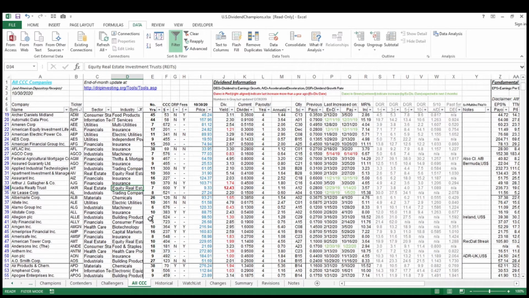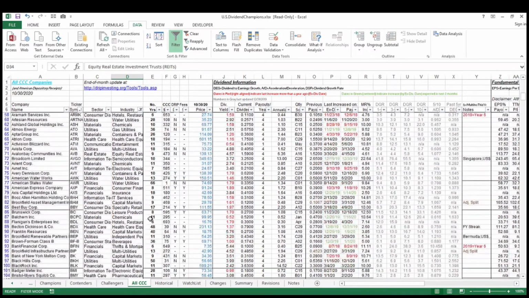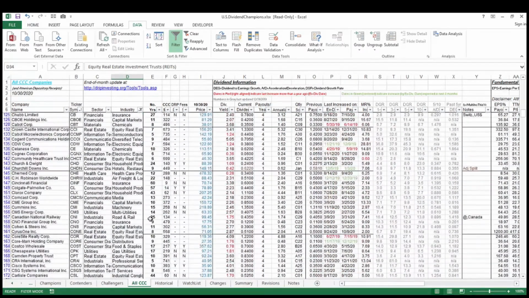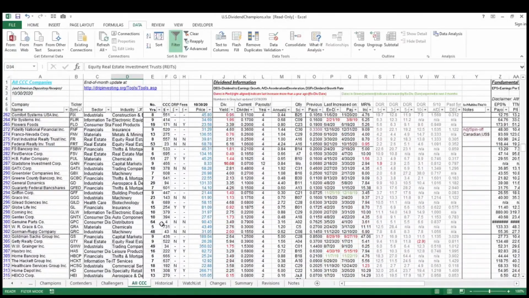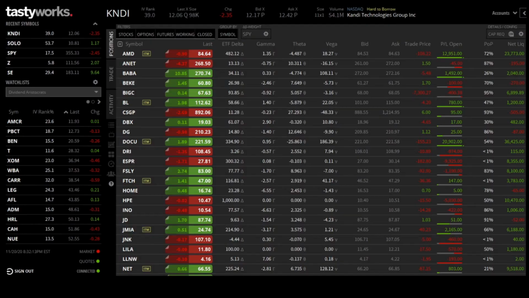And then once I go through the list for the month, I'll add it to my, let's just flip back to my Tastyworks platform for a second, and then I can just add it to my own personal watch list.